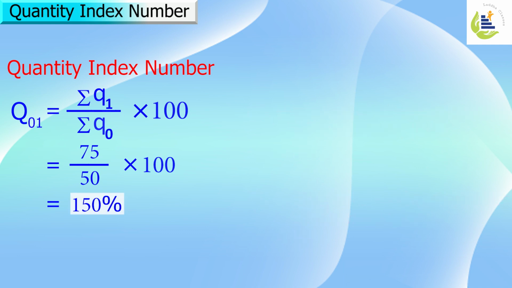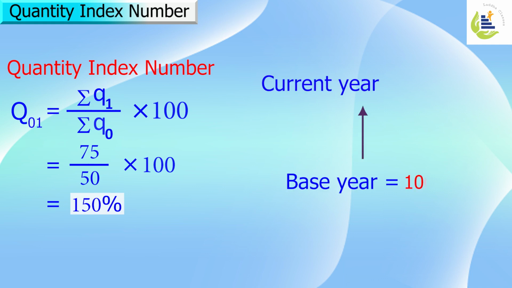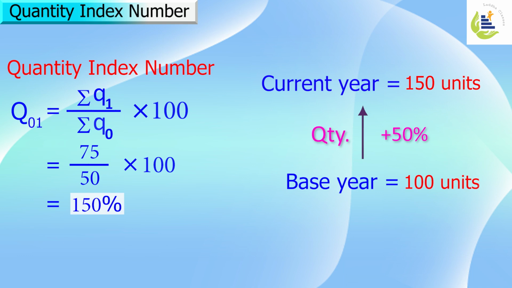There is a meaning to it. Quantity demanded from base year to current year has changed from 100 units to 150 units. So there is an increase of 50% in quantity demanded or consumed from base year to current year. So in order to study changes in quantity demanded or consumed, we make use of quantity index number, or simply simple aggregate quantity index number.